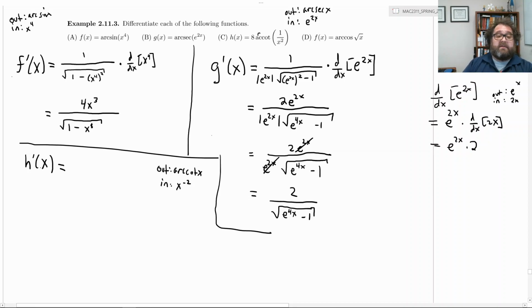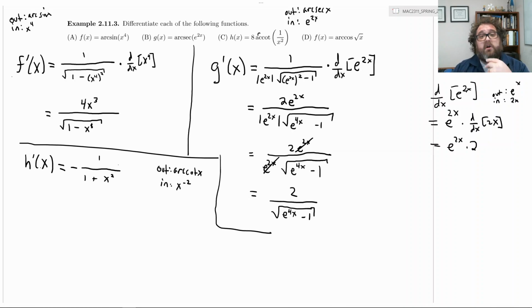What does the chain rule tell us? Chain rule tells us derivative of the outside function. Arc cotan has a derivative of negative, why did I write that so crazy? It's the opposite of tangent. So it's the opposite, 1 over 1 plus x squared. The opposite of the derivative of arctan. Okay, that's step 1 of the chain rule.